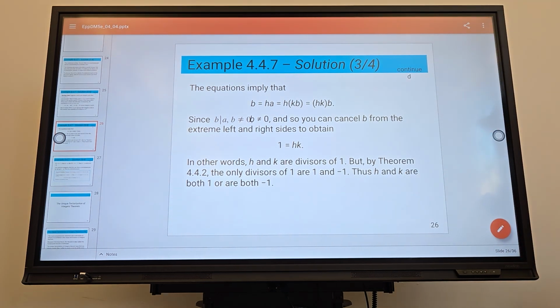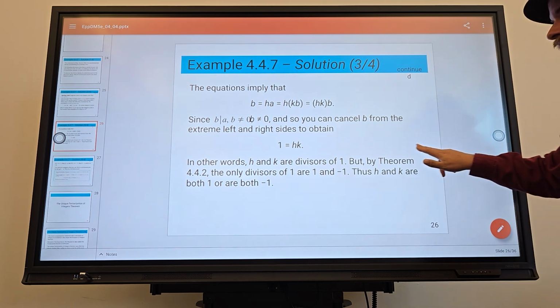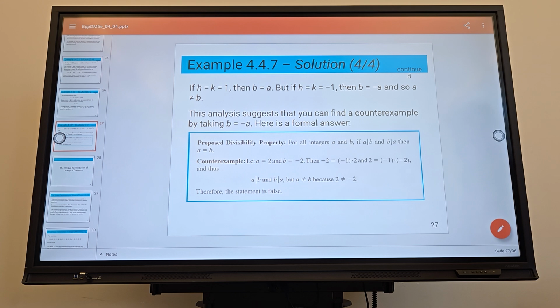By theorem 4.4.2, the only divisors of 1 are 1 and negative 1. Thus, h and k are either both 1 or both negative 1. If h and k equal 1, then b does equal a. But if h and k equal negative 1, then b equals negative a, and so a does not equal b. That's the counterexample.